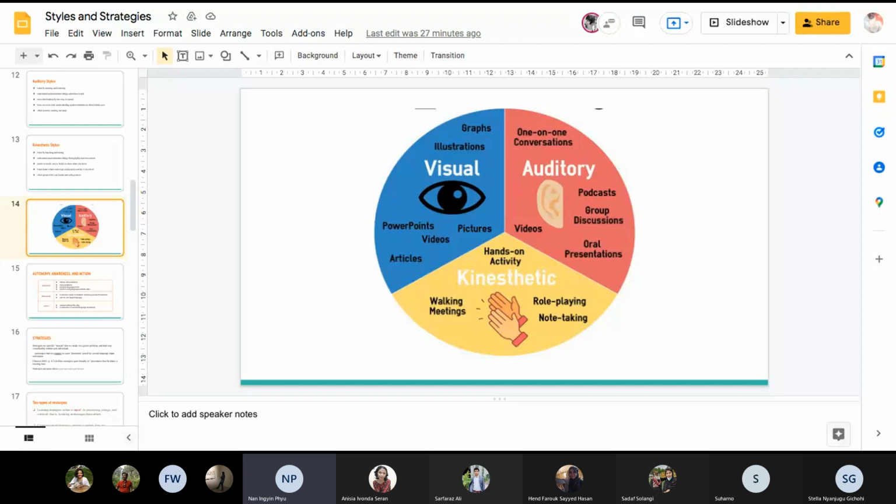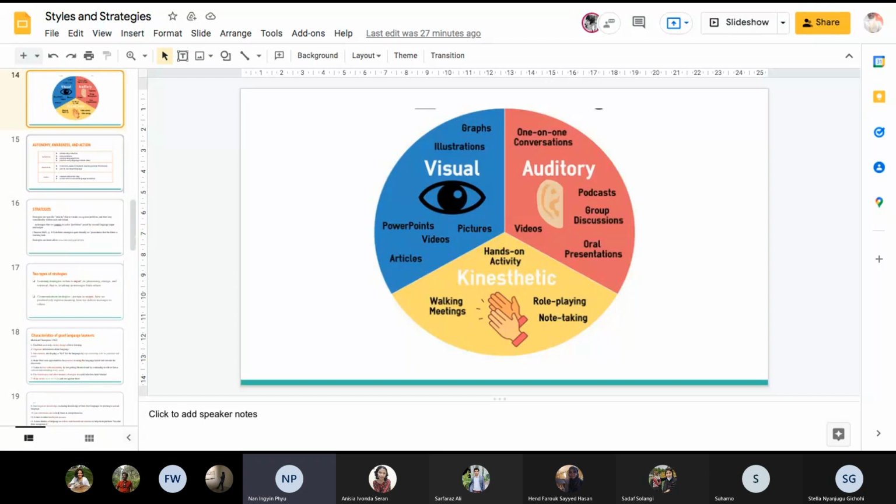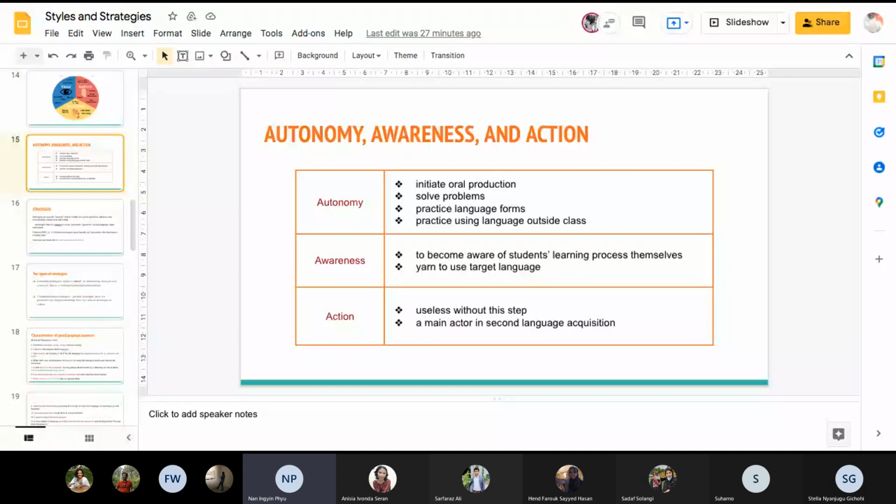By doing that, you can observe how the students react to those activities. By looking at their response, like do they become more active or do they become innovative? Based on that, we can decide whether they are visual learners, auditory learners, or kinetic learners. Okay, let's go to the next slide.